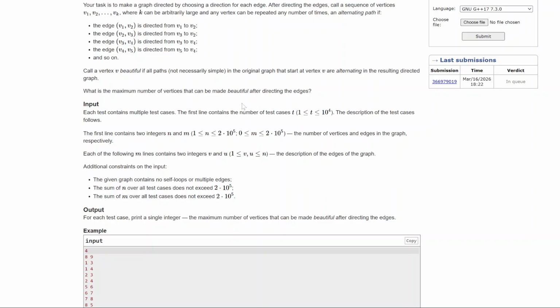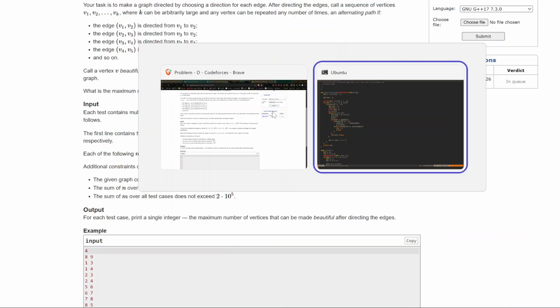If they don't have hardware power, why are they conducting the contests?